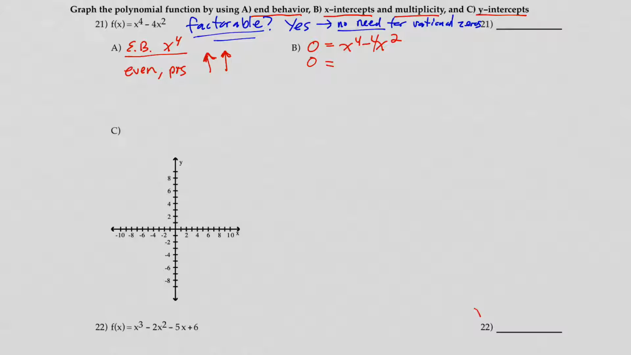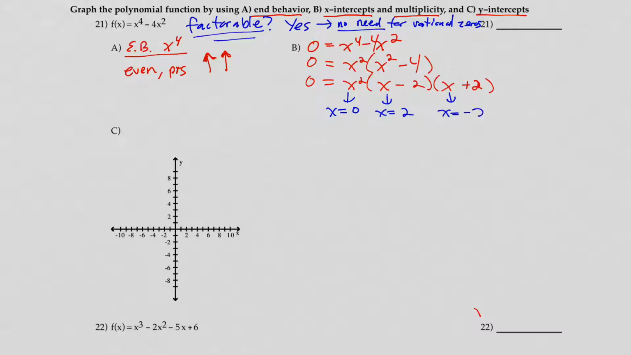They both have an x squared inside here. So once we factor out the x squared from both terms, we get x squared times x squared minus 4. And then this can be further factored into x minus 2 and x plus 2. So now we have a 0 right there, right here it's positive 2, and this one's negative 2.